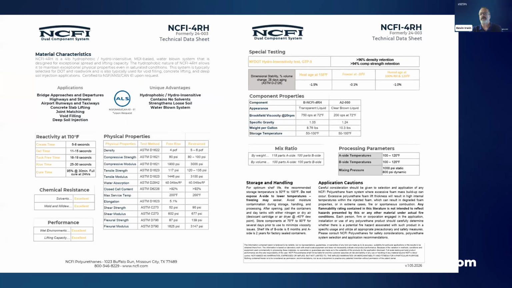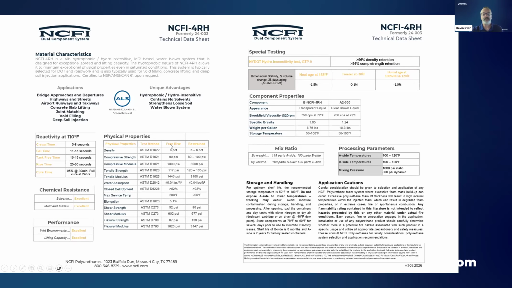So this is a look at our 4RH. It used to be 24-003. We've recently gone through a name change, and we'll talk about that in a minute. This is what it looks like. And on the left side under physical properties, you see density. We have a free rise density listed here, and then we have an estimated restrained density. Now that doesn't mean it's going to be that. That's just an estimation based on what we've observed in the lab. So 4 pounds per cubic foot, 80 psi compressive strength.